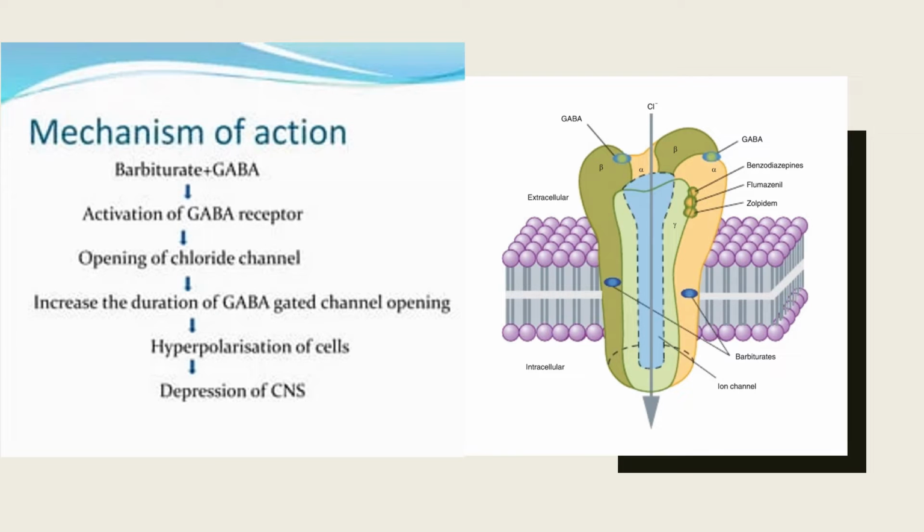This is the MOA of the barbiturates. The barbiturates particularly act on the GABA receptor, as shown in the figure. What it does in the GABA receptor is that it will activate the receptor, opening the chloride channel and increasing the duration of GABA-gated channel opening. When it opens the chloride channel, of course, there will be an influx of chloride ions into the cell. It will result in more negativity of the cell, resulting in hyperpolarization and depression of the CNS. So the barbiturates, just like other sedatives such as benzodiazepines and other anesthetics, will act on the GABA receptor.